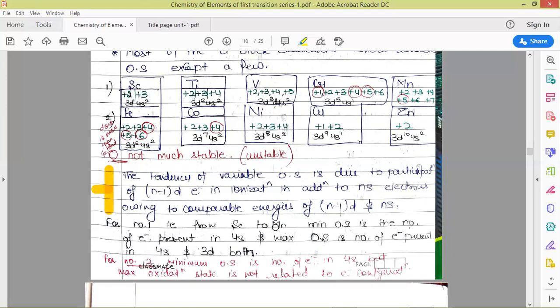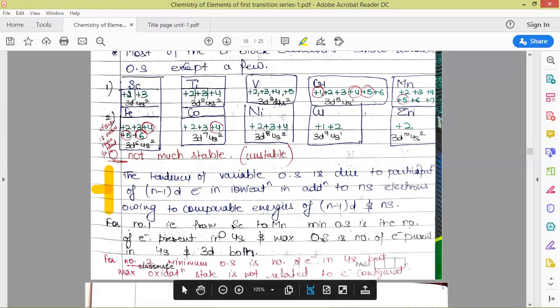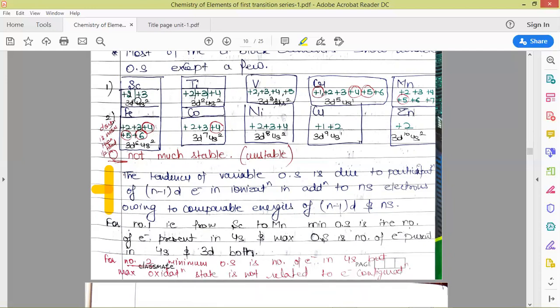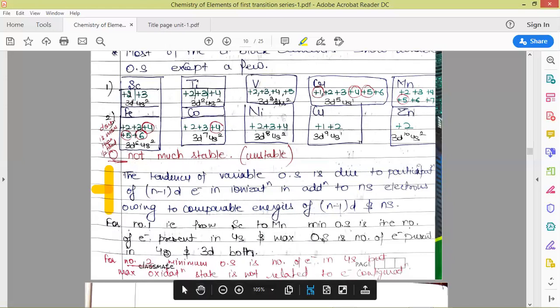And the maximum oxidation state is the total number of electrons present in the 3D and 4s subshell. So for scandium it is +3, for titanium it is +4, for vanadium it is +5, for chromium it is +6, 5 + 1, and for manganese it is +7. So this is why we have divided them into two parts, so that we can know the minimum and maximum oxidation state for the first five elements based upon this rule.